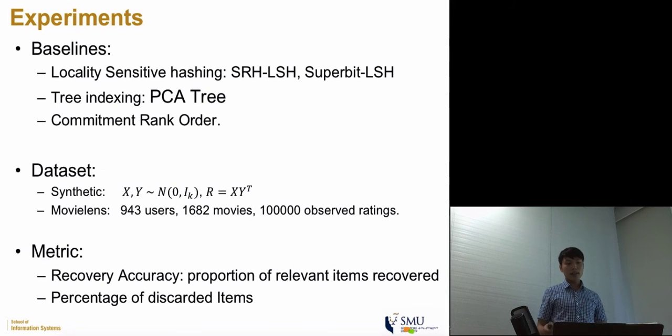And the second data set is the MovieLens data set. It has nearly 1,000 users, 1,700 movies, and 1,100 ratings. But it is not a complete rating matrix.